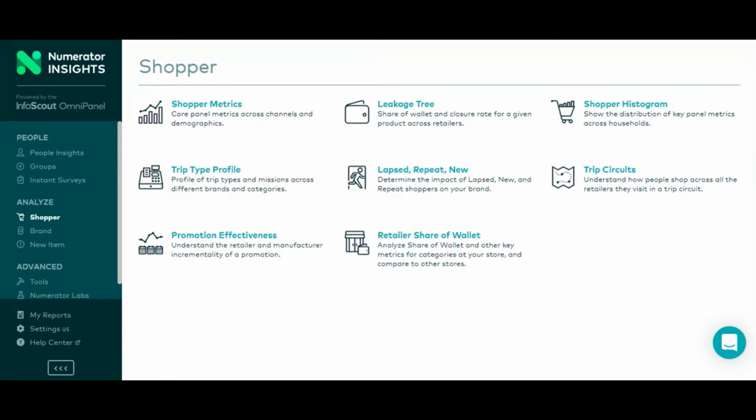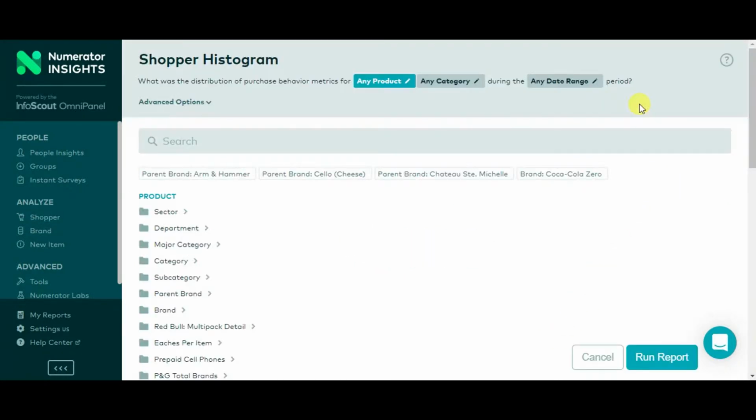In this video, we're going to talk about the Shopper Histogram report. This is going to allow you to look at the distribution of specific metrics across various households that purchase your brand or category. You'll find the Shopper Histogram report in the Shopper module. So our Mad Lib statement in the Shopper Histogram report is, what was the distribution of purchase behavior metrics for a specific product during a specific time period?